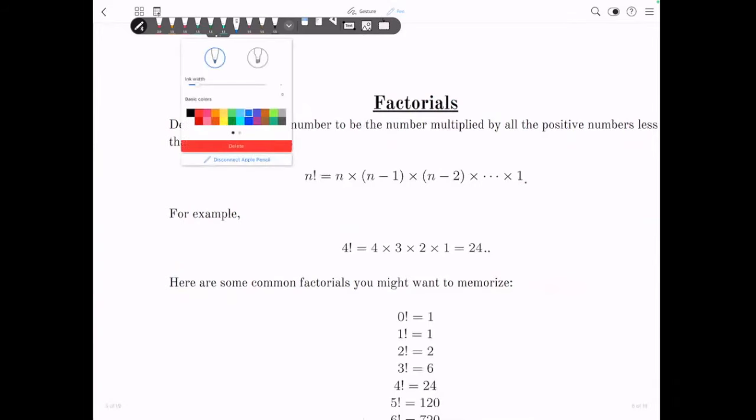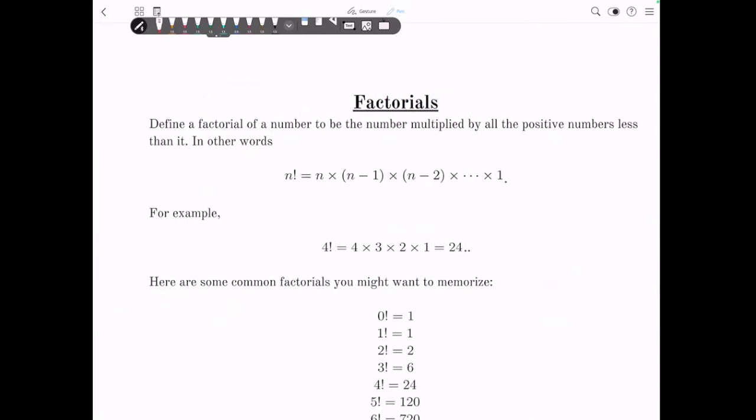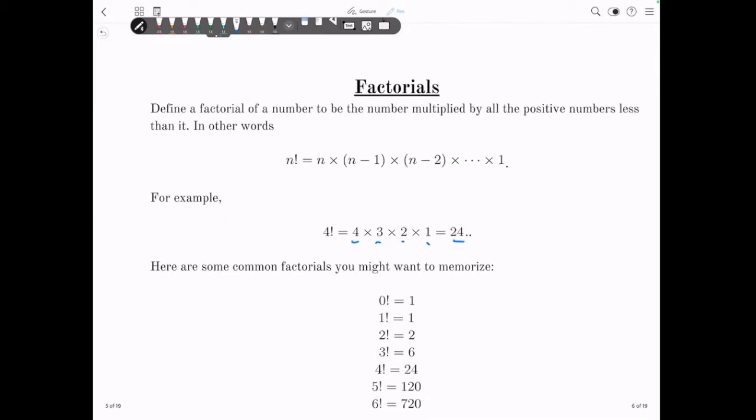So let's introduce factorials. Basically, a factorial is a number multiplied by all the numbers less than it. So n factorial would be n times n minus 1 times n minus 2, and so on, all the way till times 1. And even though this may seem confusing at first, it really is very simple. For example, 4 factorial is just 4 times 3 times 2 times 1, which is 24. And another example is 3 factorial, which would just be 3 times 2 times 1, which is equal to 6.